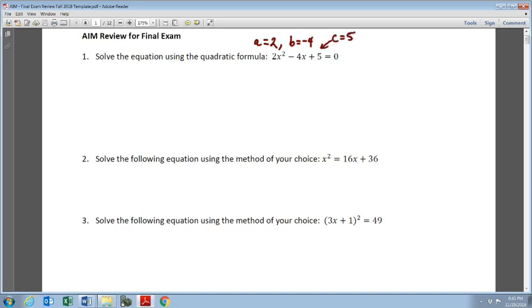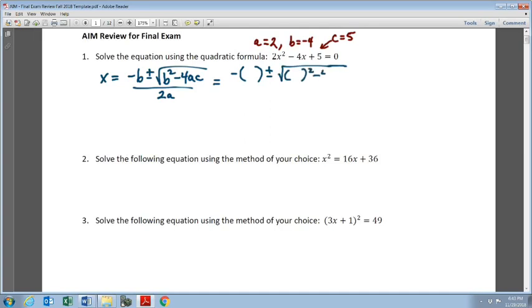So again, as long as it's written in descending order equal to 0, you can identify a, b, and c. It's got to be in that form. So now I'm going to write out the quadratic formula. Let me go ahead and make a shell. And now let's plug in our numbers. So here b we can see is -4, a is 2, and c is 5. Alright, so -4, that's going to be a +4.